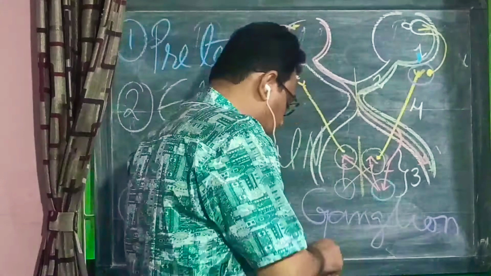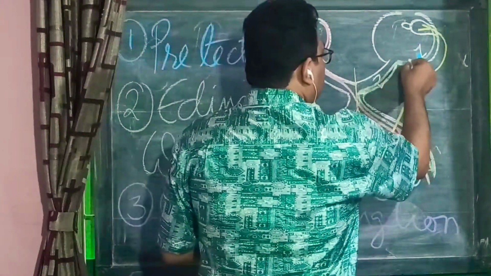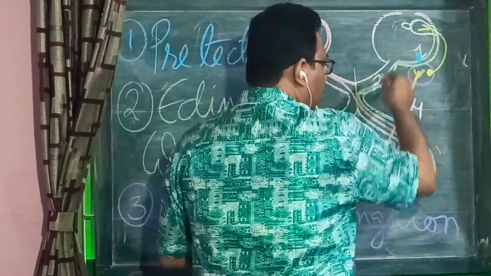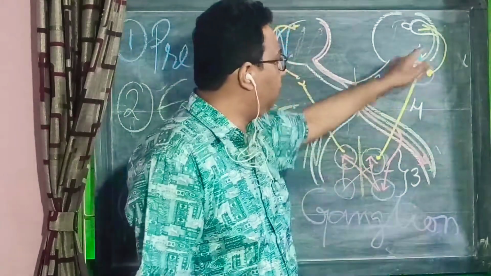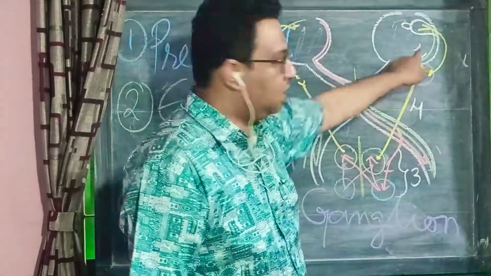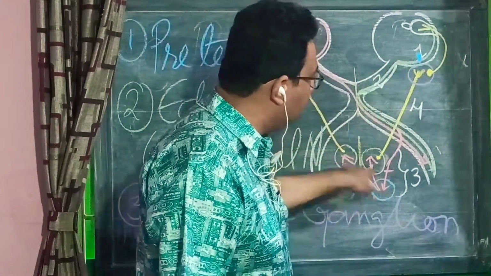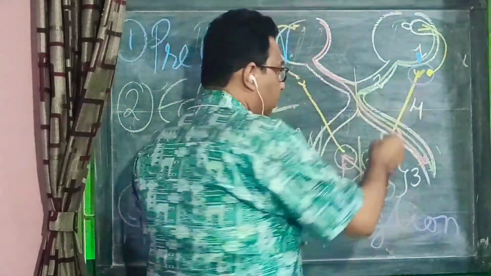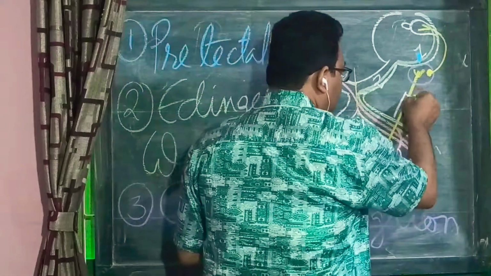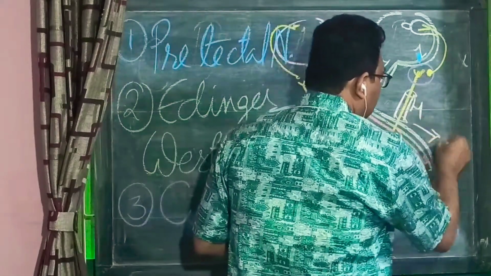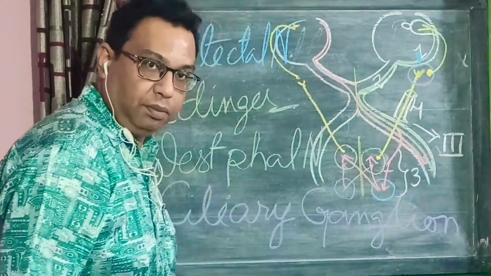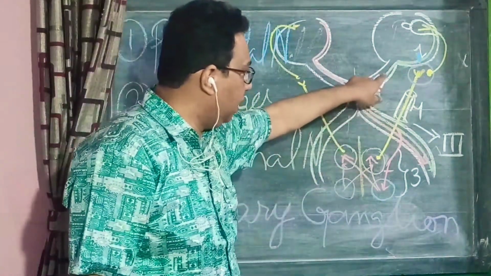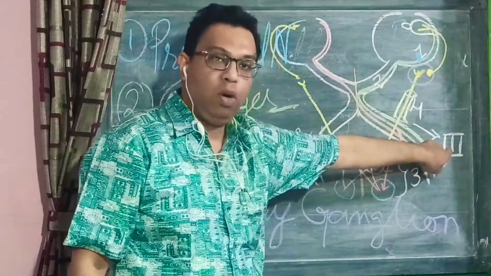Now, this is the optic nerve. So when you check the pupillary reflex, you are checking the integrity and well-being of the photoreceptors, the optic nerve, the centers, and also the efferent nerve. The efferent nerve in this case is the third nerve, or the oculomotor nerve. So: optic nerve, center, oculomotor nerve.